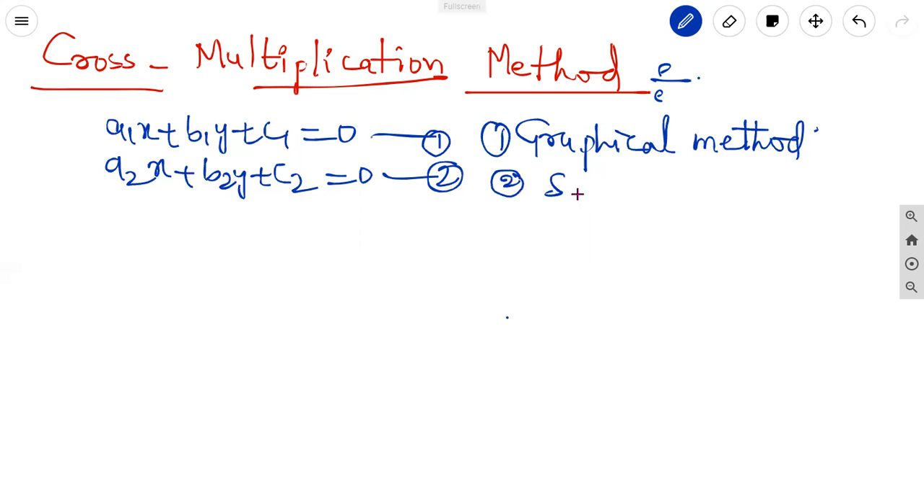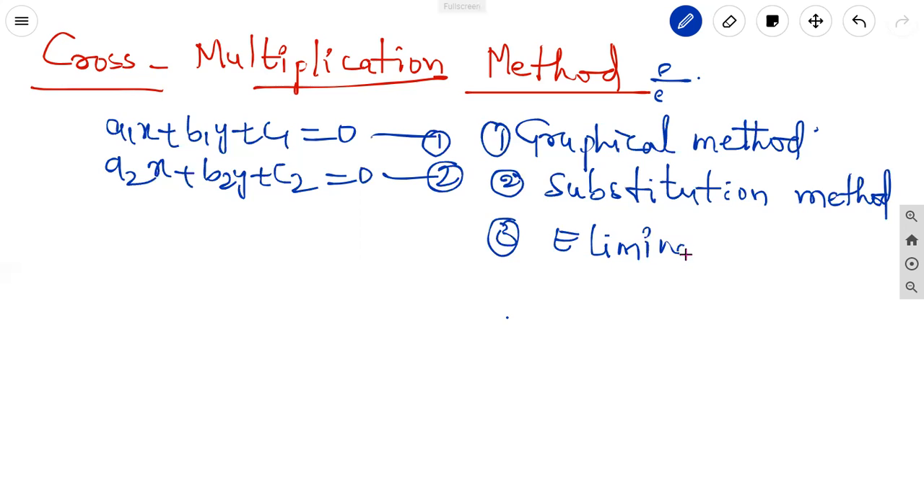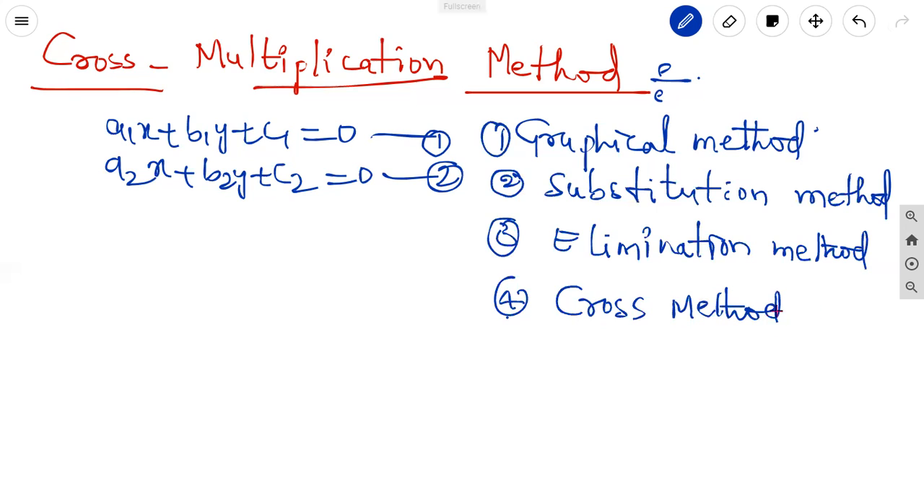The second one is the substitution method. The third one is the elimination method. The fourth one is the cross multiplication method. You follow any one of the methods. If they mention to find the x and y values by the method of substitution, you follow the substitution method only. If they mention the elimination method, you follow the elimination method. If they ask for the cross multiplication method, you follow cross multiplication.